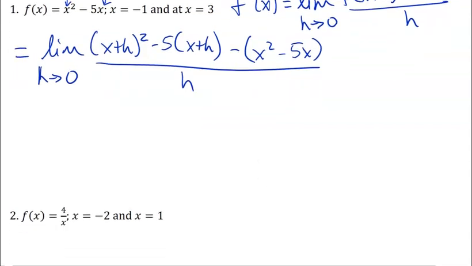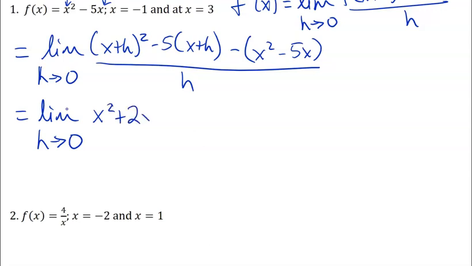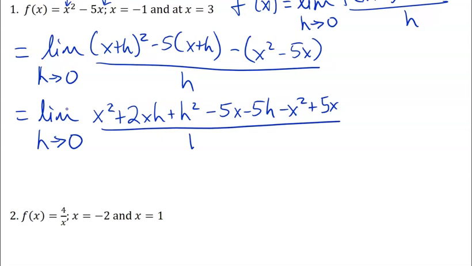Now we have more algebra to do. So it's equal to the limit as h approaches 0, expanding that. And if I go too fast with the algebra here, stop it, look back, make sure that you understand it. If not, just ask me, and I can go through some of the algebra examples with you if necessary. So x squared plus 2xh plus h squared minus 5x minus 5h, don't forget to distribute the negative, minus x squared, and then again a negative gets distributed, plus 5x, all over h.